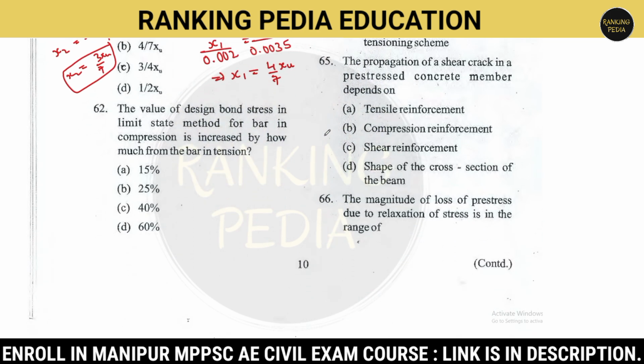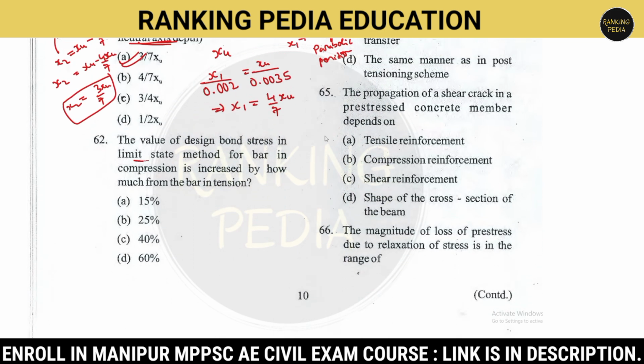The value of design bond stress in the limit state method for a bar in compression is increased by how much compared to the bar in tension? Your options are 15%, 25%, 40%, or 60%. So for bars in compression, the design bond stress values are increased by 25%. Option B is correct.